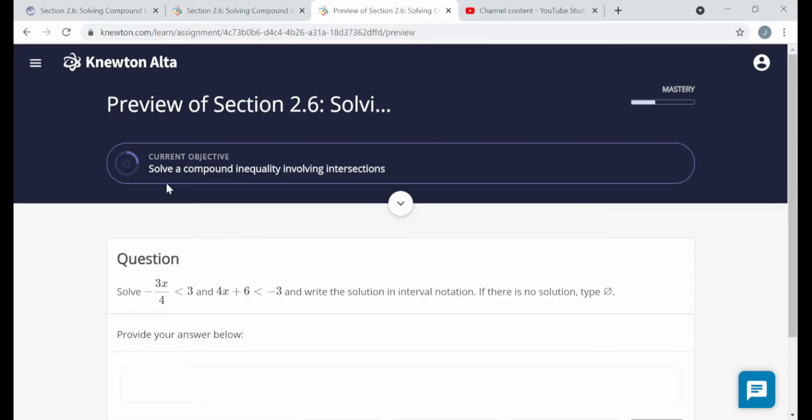So once again, we're solving compound inequalities involving intersections. That means the word AND is involved. So again, I'm going to write this out, do it on a separate sheet of paper for you, and then we'll come back and type the answer in.